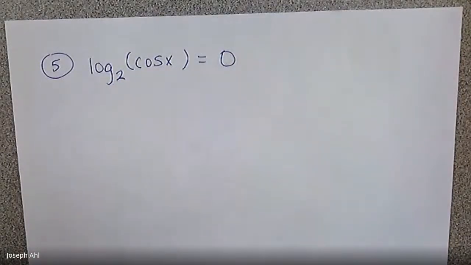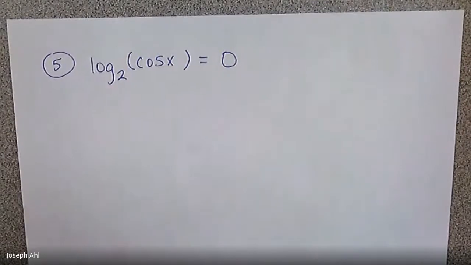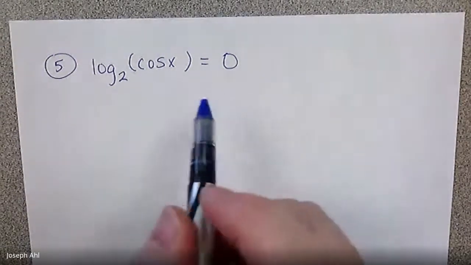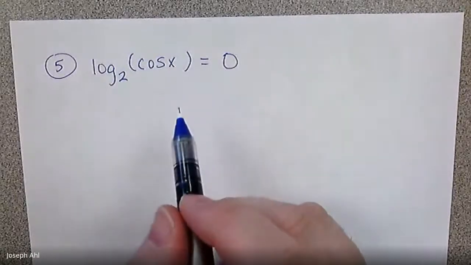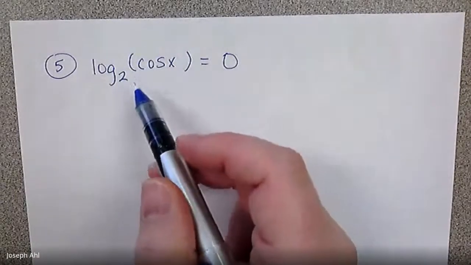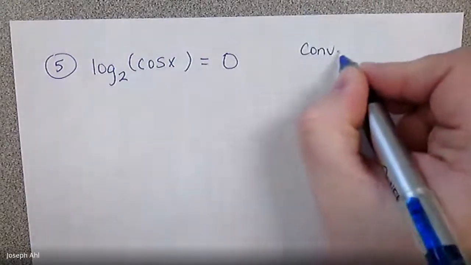What? Log base 2 of cosine x equals 0. Where did logs come into play? How did those sneak their way back into what we're doing with trig? Okay, well, here's the good news. We know how to solve log equations. If all the logs are condensed, which they are, this has been a while, but we're going to jump right into it. You can convert this to exponential form.